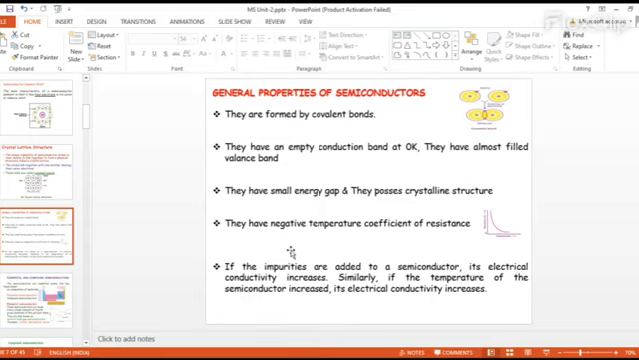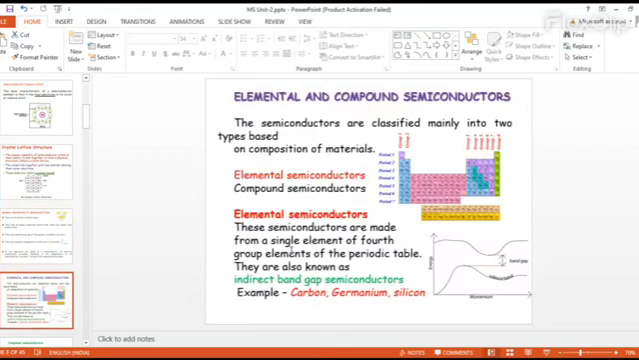So these are the general properties of semiconductors. They are formed by covalent bonds, as we discussed earlier. They have an empty conduction band at 0 Kelvin. They have an almost full valence band. They have a small energy gap and they possess crystalline structure. They have a negative temperature coefficient of resistance. If an impurity is added to a semiconductor, its electrical conductivity increases. Similarly, if the temperature of the semiconductor is increased, the electrical conductivity will increase.